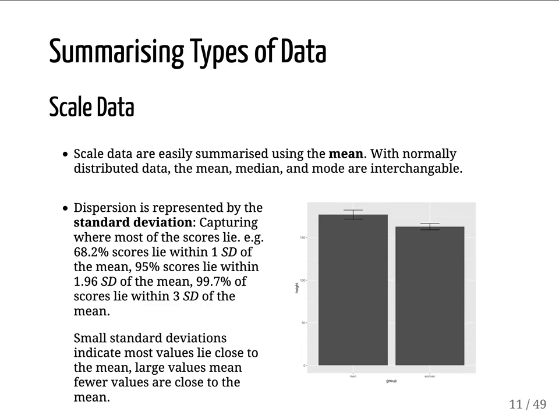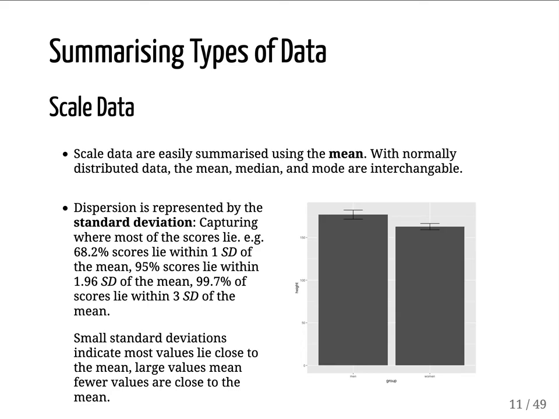Now finally we've got scale data. Now these are probably summarized in the way that you'll be quite used to seeing, again using a box plot. Now there are better ways to really describe this sort of data, but this is the most common way. And what we'll find is that scale data are generally summarized using the mean, along with a measure of dispersion, which would be the standard deviation.